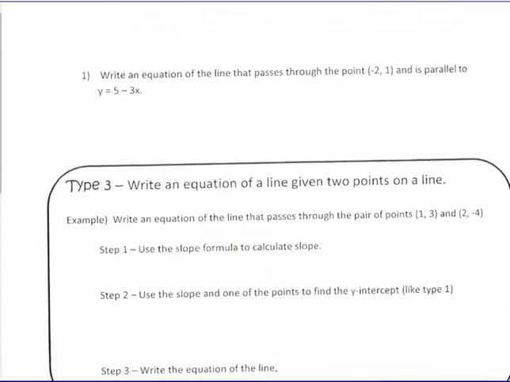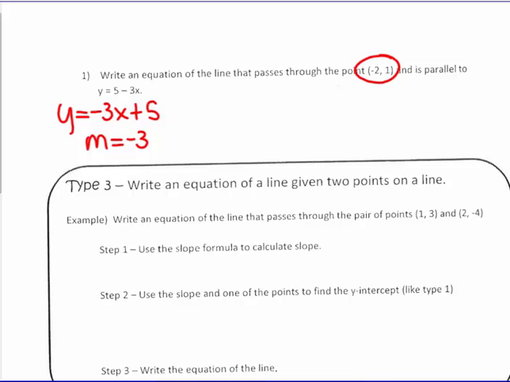Next page. Number 1, write the equation of a line that passes through the point -2, 1 and is parallel to y equals 5 minus 3x. Well, that's y equals -3x plus 5. So I know my slope, m equals -3. So I know my slope and I know my ordered pair.